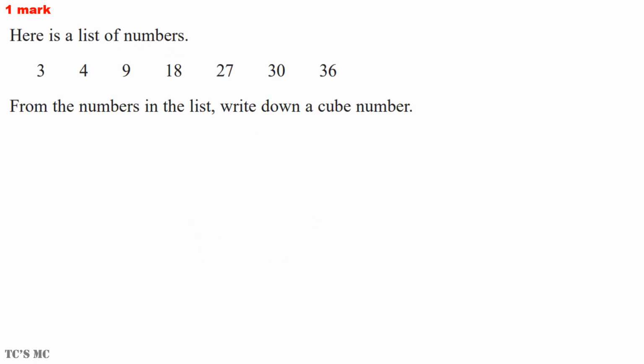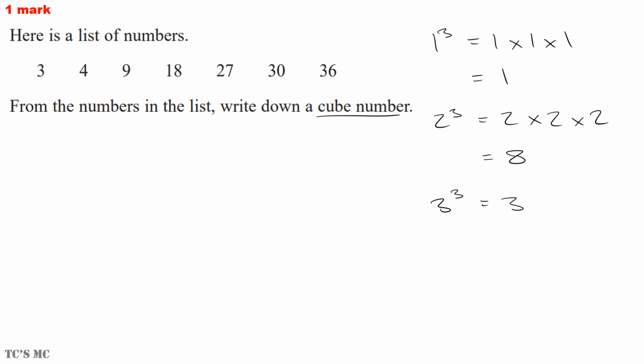Here is a list of numbers. From the numbers in the list, write down a cube number. I am going to start by listing out my cube numbers, starting from 1. 1 cubed is 1 multiplied by 1 multiplied by 1, and that gives us 1. 2 cubed is 2 multiplied by 2 multiplied by 2, and that gives us 8. 3 cubed is 3 multiplied by 3 multiplied by 3, and we get 27.